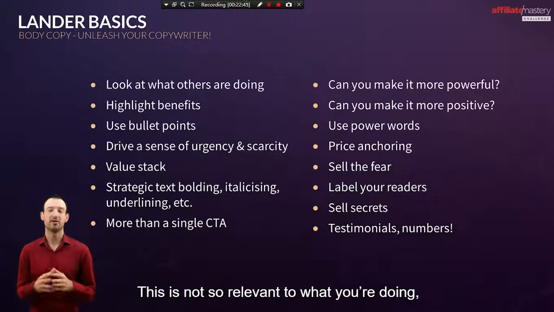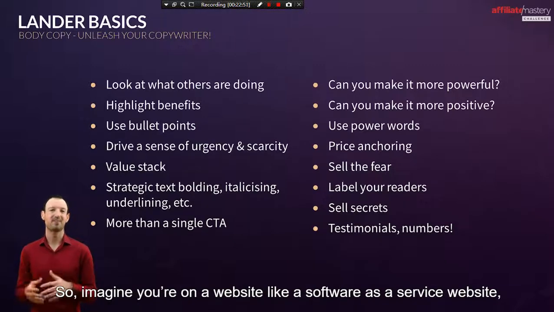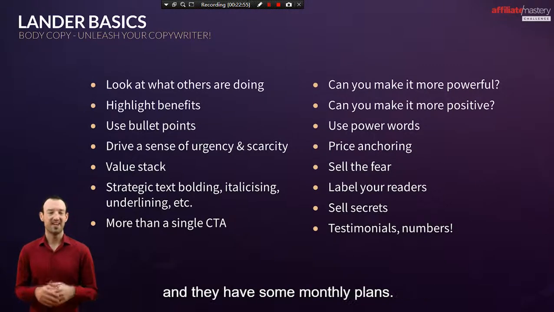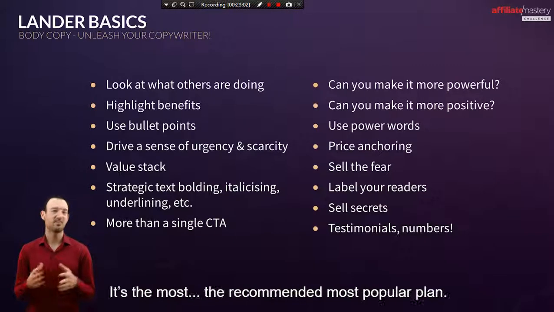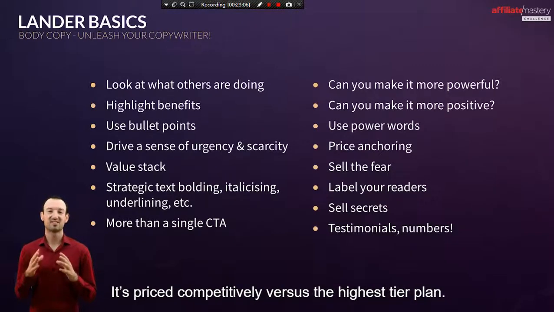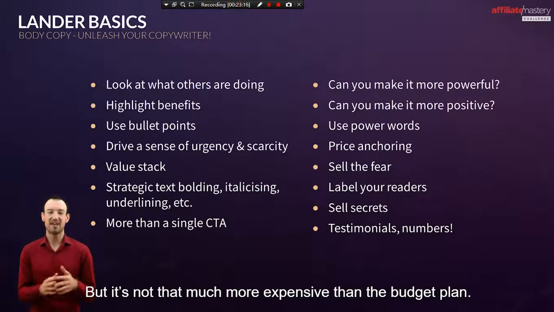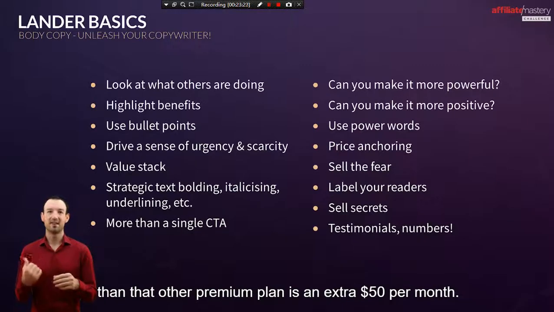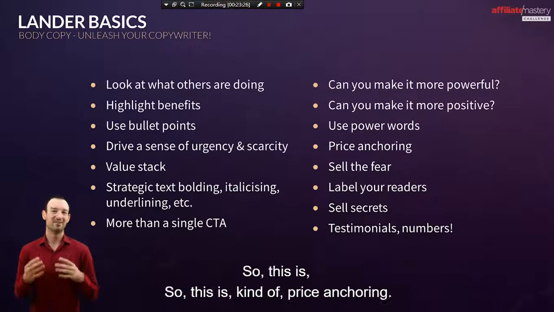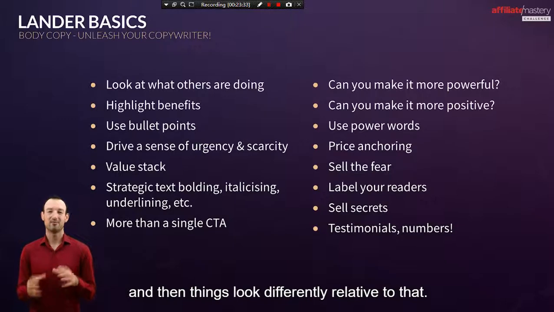This is not so relevant to what you're doing, but you can do price anchoring. And this is something you will see all the time. So imagine you're on a website like a software as a service website, and they have some monthly plans. You'll always see that there's one in the middle which is kind of highlighted from the rest. It's the recommended, most popular plan. It's priced competitively versus the highest tier plan, so it looks like an extremely valuable plan compared to that, but it's not that much more expensive than the budget plan. So it's like, well, why would I get the budget plan when the recommended plan in the middle is only like an extra $5 per month, and that other premium plan is an extra $50 per month? So this is kind of price anchoring. You set a high price point in people's minds, and then things look different relative to that.